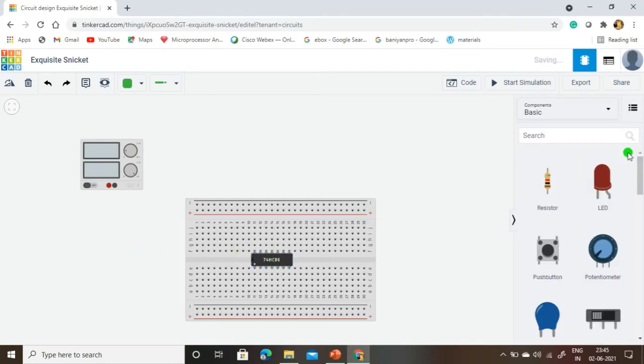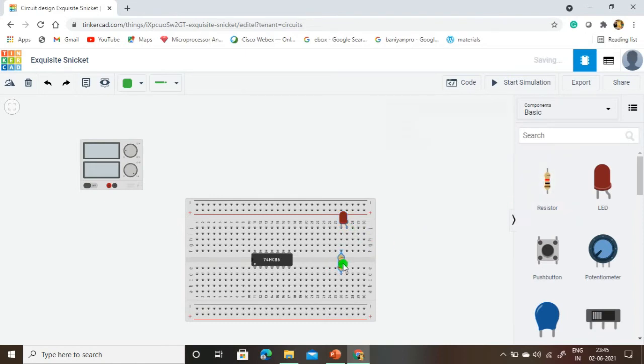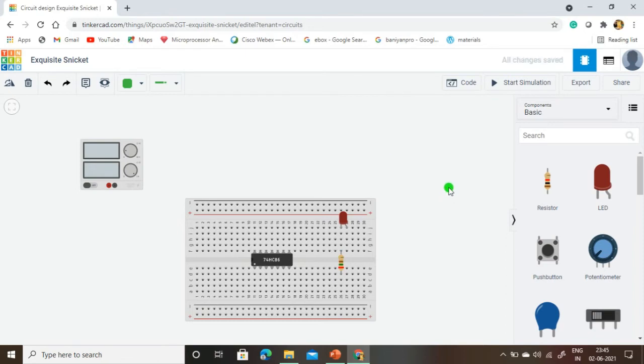Then what is next? Next is LED. The LED has two terminals. One is cathode, another one is anode. Cathode is to be connected to the ground through the resistor. Okay, this is the resistor value. Here we are using the 250 ohm resistor. This is the 250 ohm resistor.